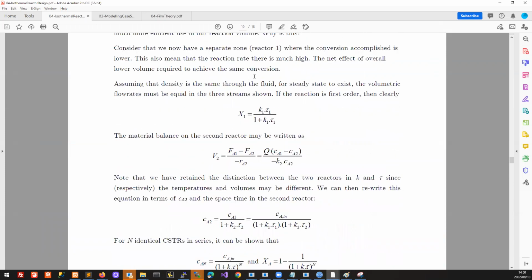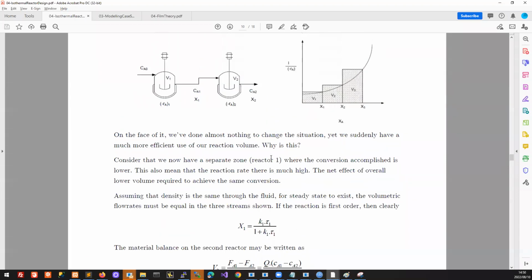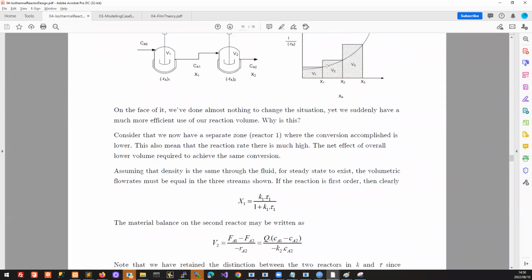Down here, you can read through the balances that you do in this case. So you can write the balance on a single small CSTR. So that would be like your normal CSTR balance. And then when you want to estimate the volume of the next piece, you acknowledge that coming into the reactor is not the pure CA0, it's CA0 times X1. So that comes into the second reactor, and then leaving that is X2 times the volumetric flow rate.